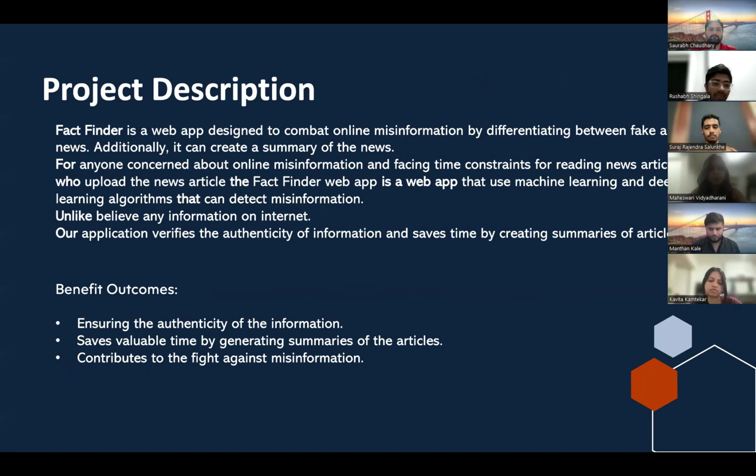So project description. FactFinder is a web application that is designed to combat online misinformation by differentiating between fake and real news. Additionally, it can also provide a summary of the news content. And it is for anyone who is concerned about online misinformation and facing time constraints for reading news articles. This web application uses machine learning and deep learning algorithms to detect fake news. Unlike believing any information you find on the internet, our application verifies the authenticity of the information and saves time by creating summaries of articles.